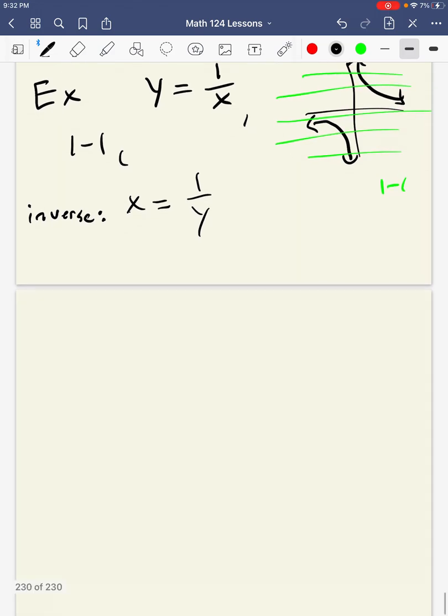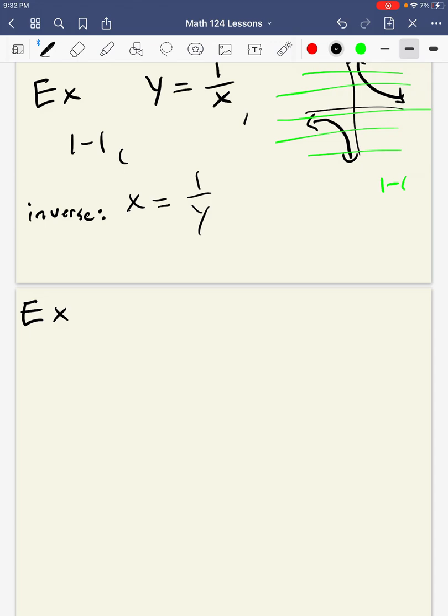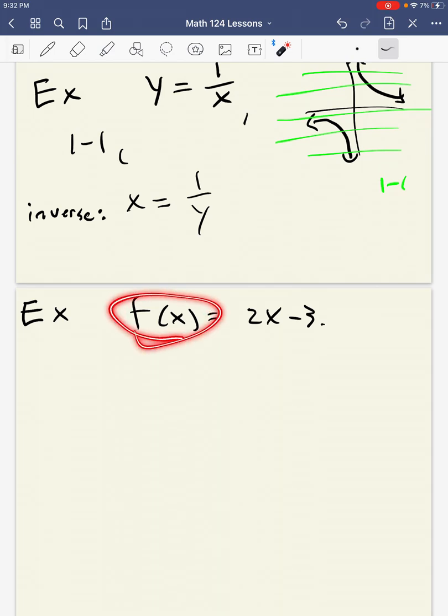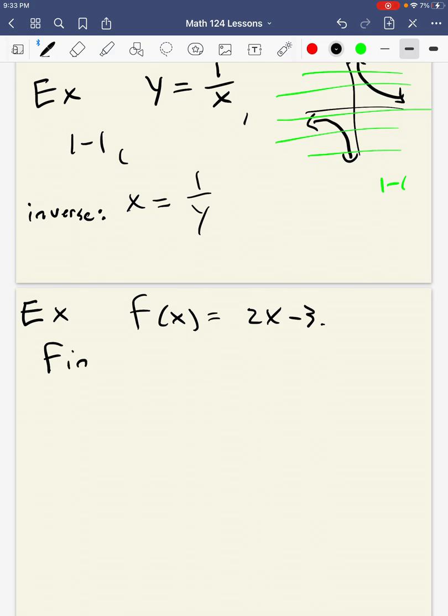Okay. Do another example here. Let's say f of x equals 2x minus 3. So here I'm using f of x instead of a y, but they sort of mean the same thing. It's just a different symbol. Instead of a y, I'm using f of x. Now, let's find the inverse if it exists.